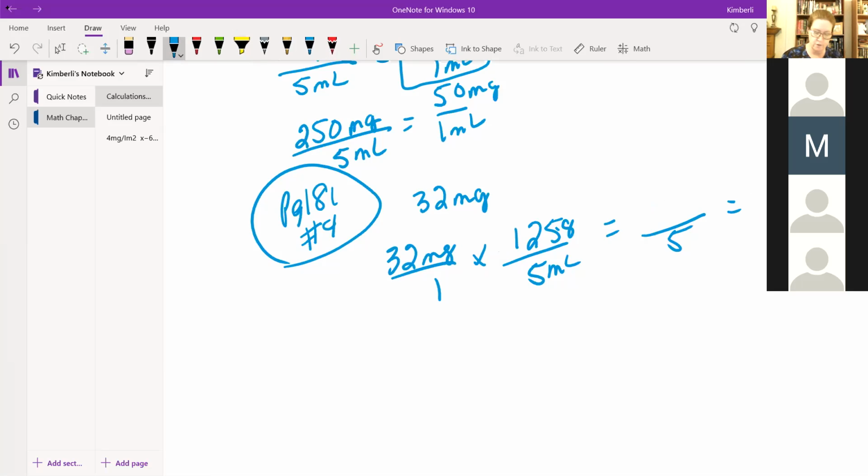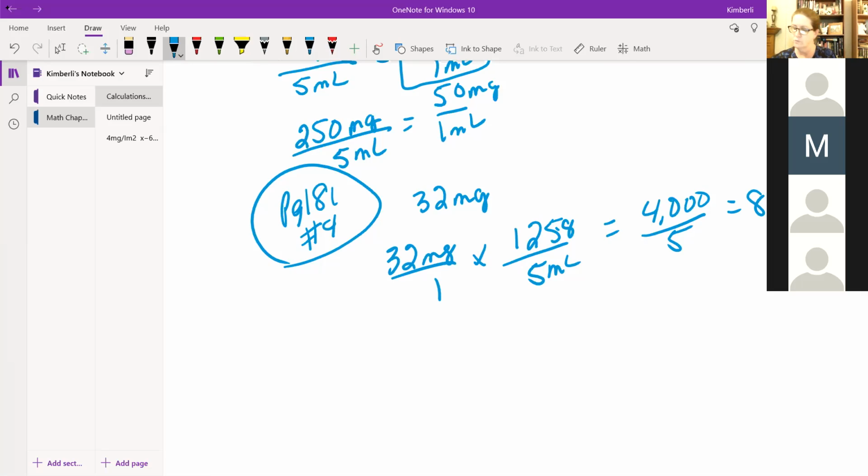Okay, so 32 times 125, 4,000 divided by 5. Oh, I only need 800 milliliters. So I'm going to need half that many of these, right? Does that seem like 1 dose for a child? That's like 2.5 of these. No, of course not. That can't be correct, because when we estimated, we figured our answer should be between 1 and 2 mL.